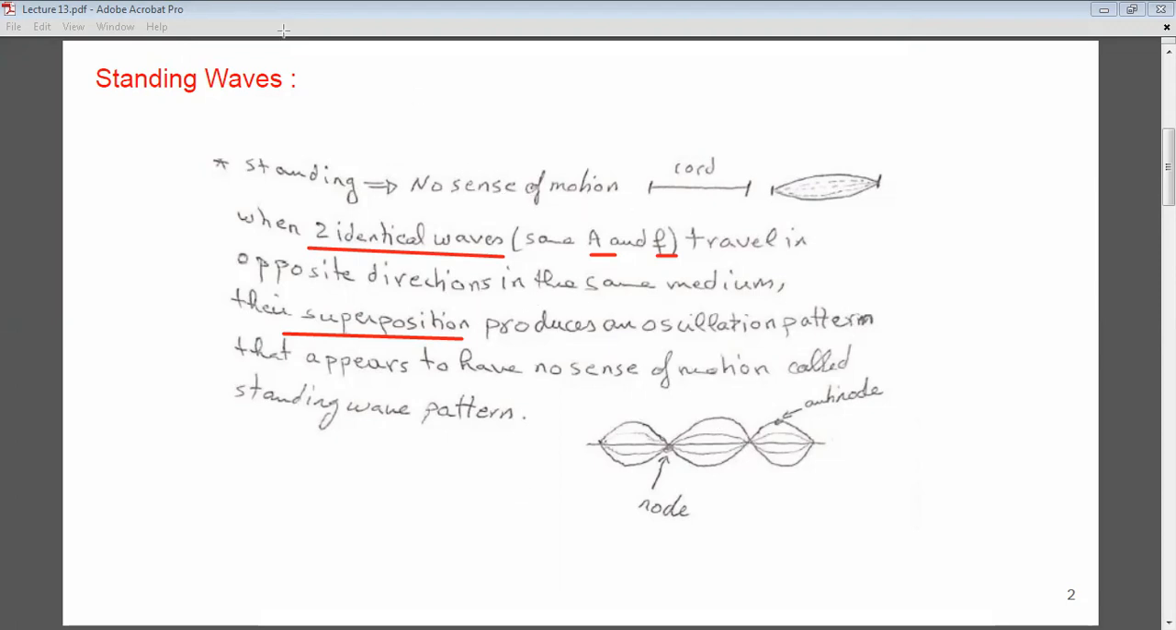We're going to talk about these particular points over here. These points we call nodes. That is, they are moving with zero amplitude. And these points over here are called antinodes. That is, they are vibrating at the highest amplitude. We're going to find at what values of our K or our lambda these things happen.